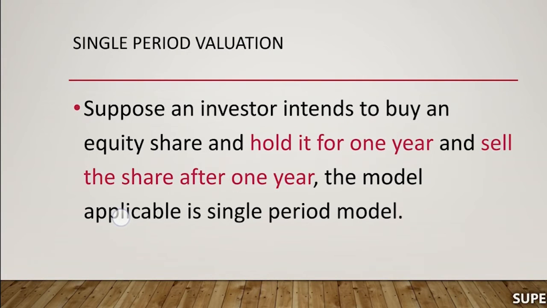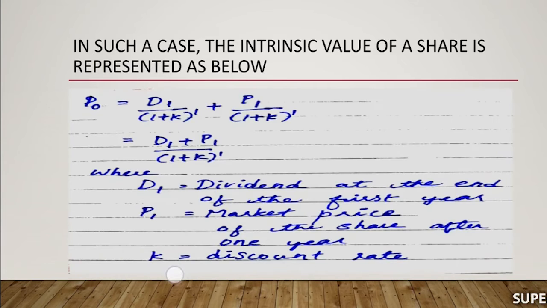Suppose an investor intends to buy an equity share, hold it for 1 year, and sell the share after 1 year. The model applicable is the single period model. If the holding period is 1 year and the share is sold after 1 year, the best model which can be applied is the single period model.